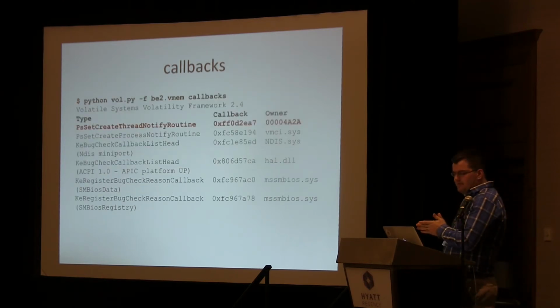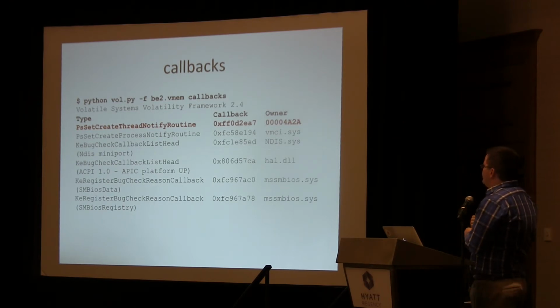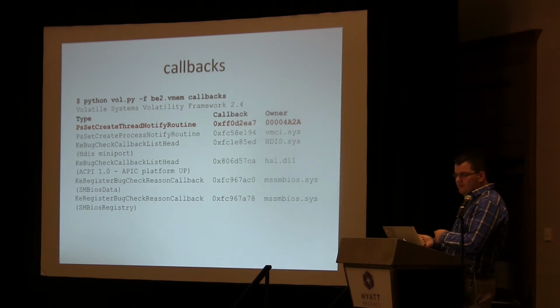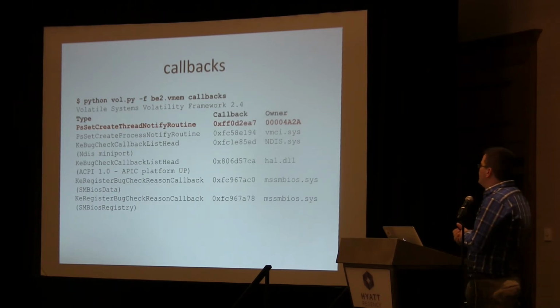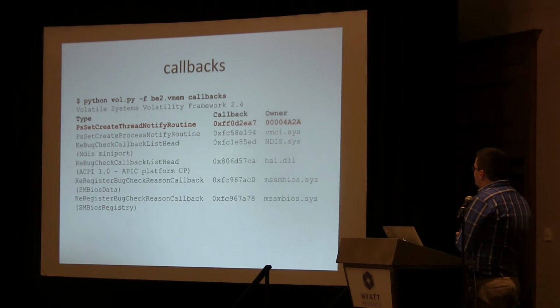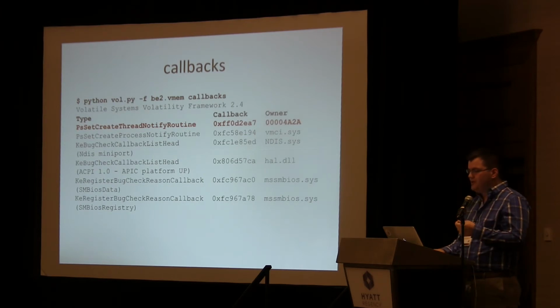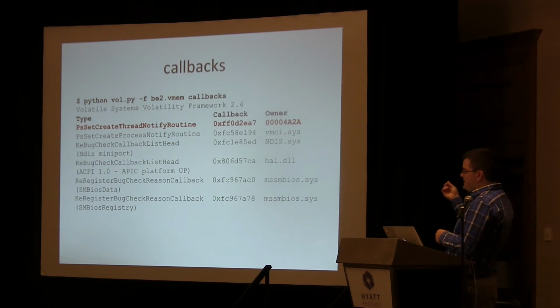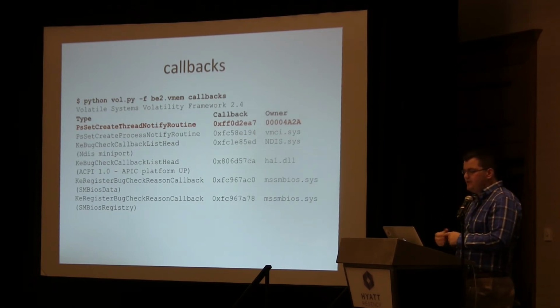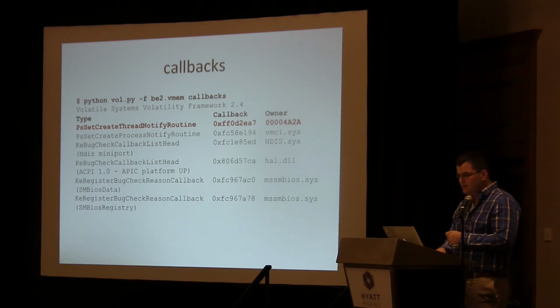So this is a callbacks plugin. It's going to find all of the callbacks. It works in two ways. It walks the list that we know about to find callbacks, and it also does carving for them. And in this case, we can see that a weirdly named kernel driver, 004A2A, has the thread notifier routine callback registered. So we know that this is malicious. Volatility tells you the address where that callback is registered. You can then go back and reverse engineer that address to see what the malware is actually doing.